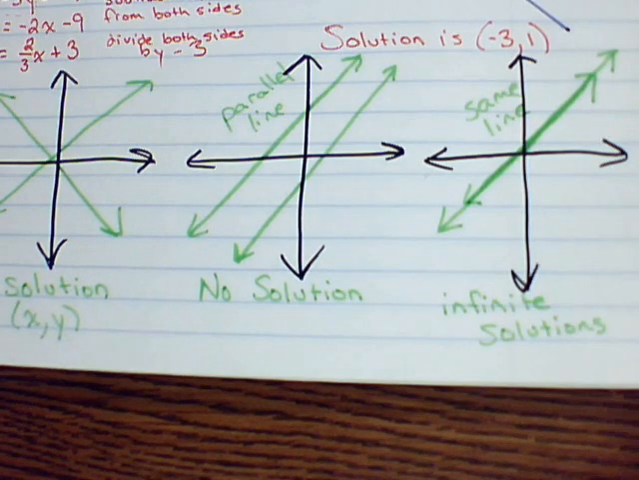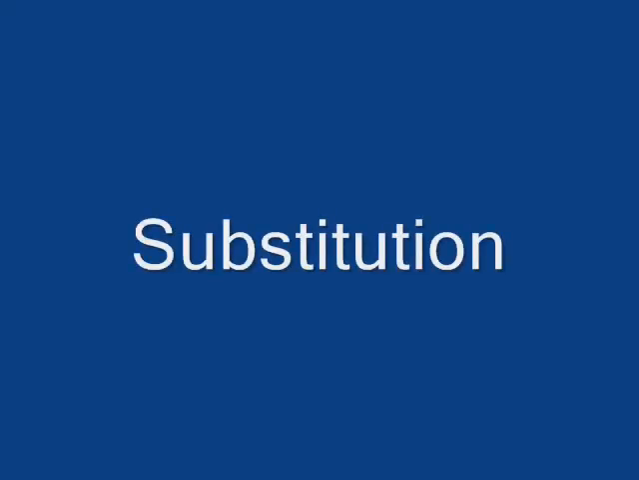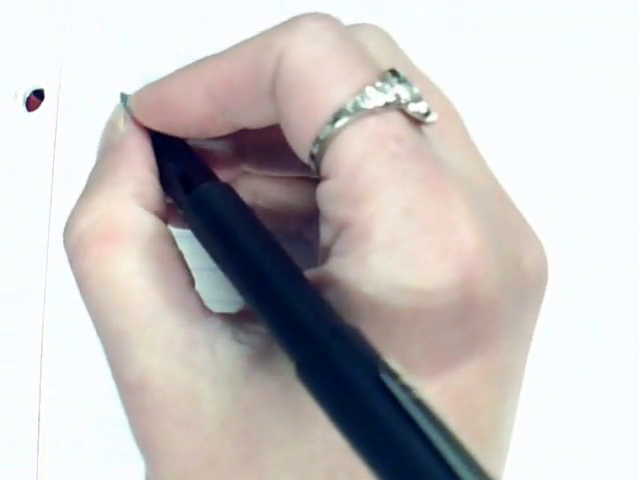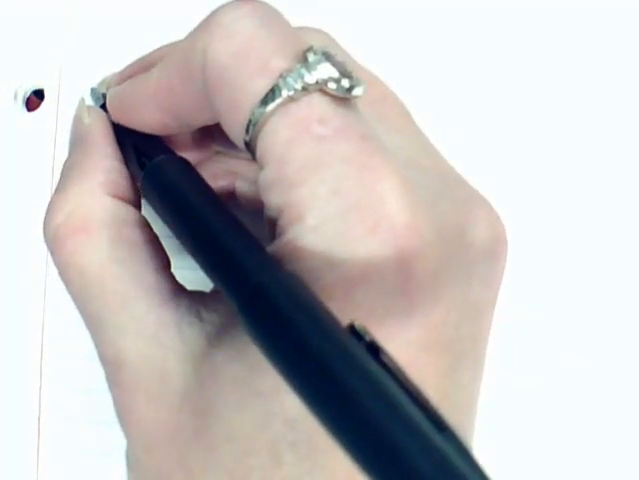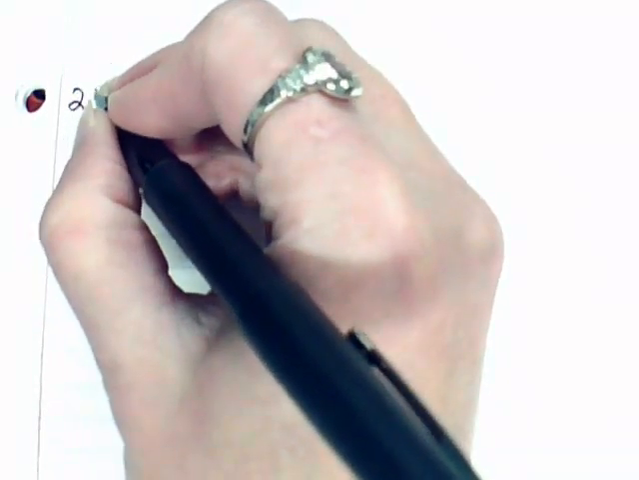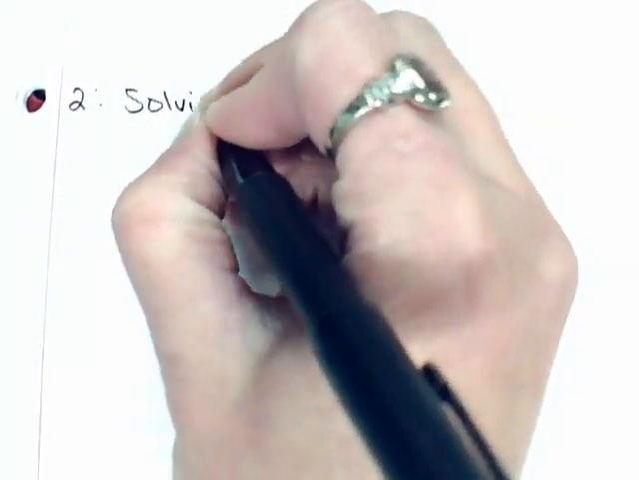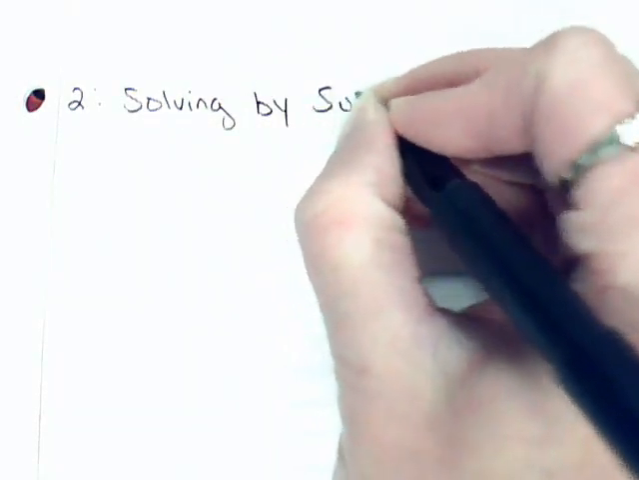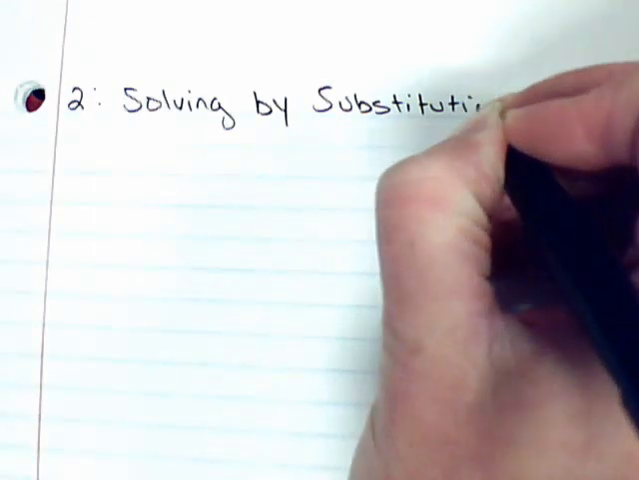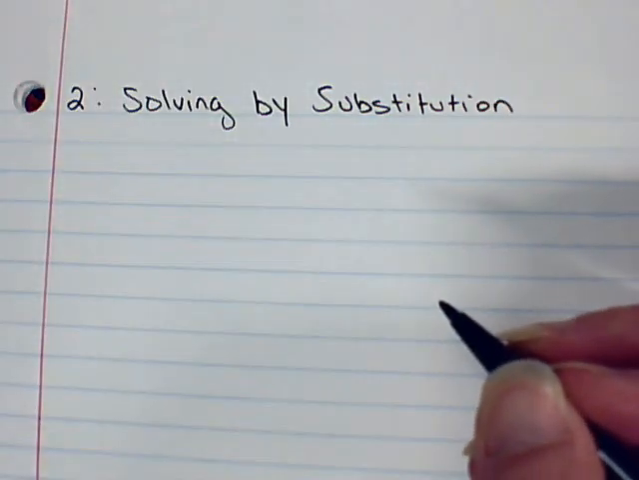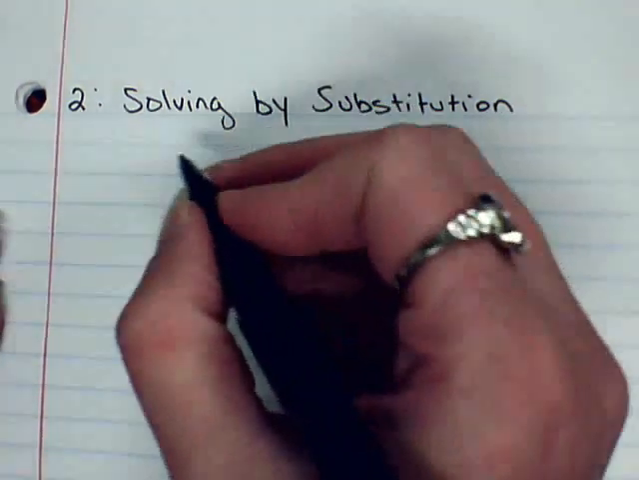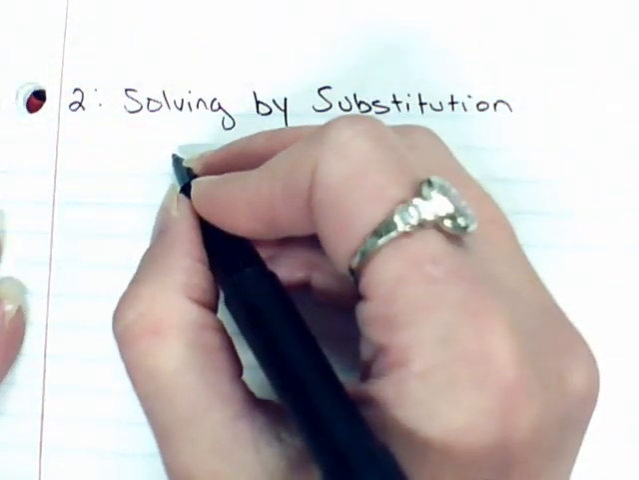Now, let's take a look at solving algebraically. So let's go over the steps for that. Solving algebraically. And actually, as I go through this, I'm going to use an example to walk you through it. So this is number 2. Solving algebraically. Solving by substitution is really what we want to go with this, substitution. And the easiest way to really go through this is to actually go through an example or two.